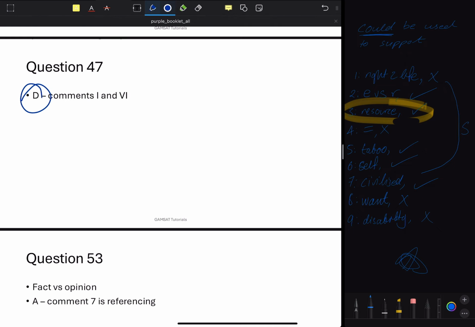Whereas if you had done it in the correct order, you would get to 47 and you would just be stuck because you'd have to go back through and reread all the comments and you'd have to read them in a different way, which can be quite confusing.